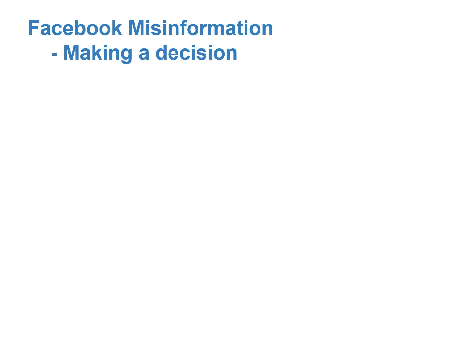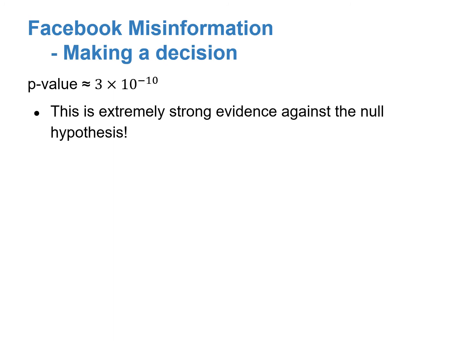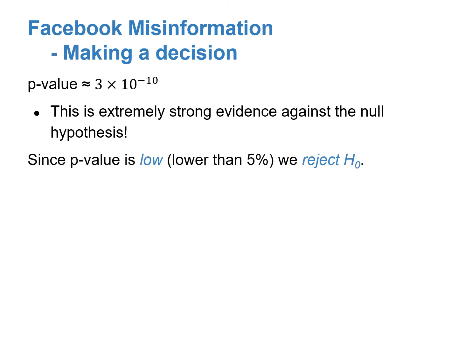All right, so let's think about making a decision. We've said before that if the p-value is small, less than the significance level, then we will reject the null hypothesis. In this case, our p-value is 3 times 10 to the negative 10th power. If we're testing at any significance level, this is pretty much as small as it can get, almost. This is extremely strong evidence against the null hypothesis. Since this p-value is so low, we're going to reject the null hypothesis.